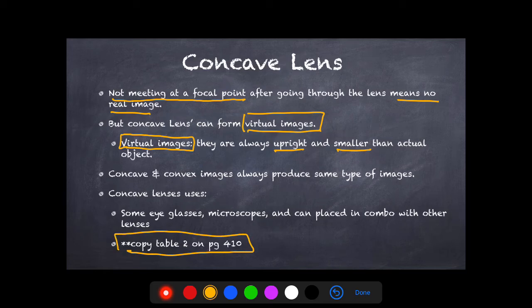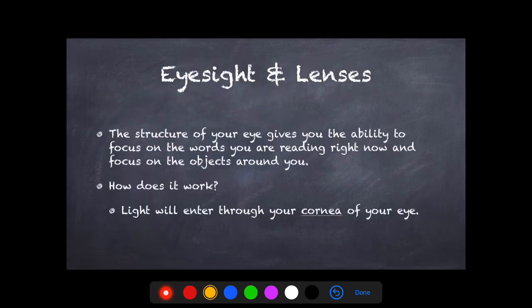There is a really awesome table on page 410, table 2 in your textbook that I really want you guys to copy into your notes. So if you want to pause the video right here, copy into your notes, and then proceed, that would be awesome. It's going to really break down these types of lenses and what the images they form look like, and so on and so forth. So it will kind of help you really understand the differences.